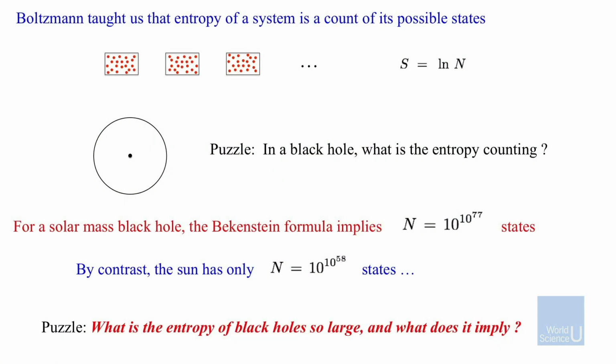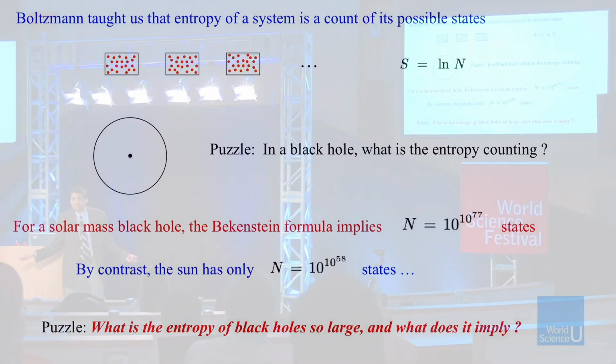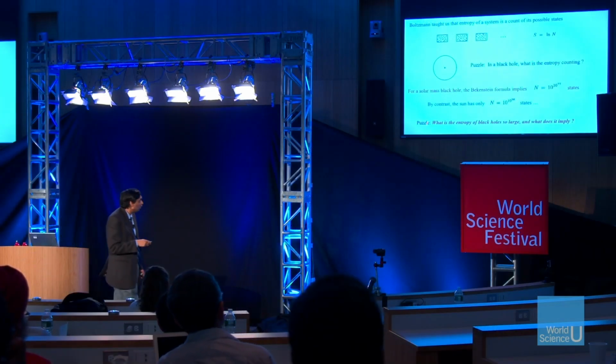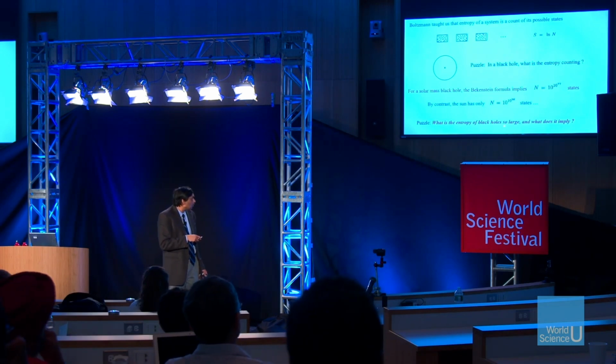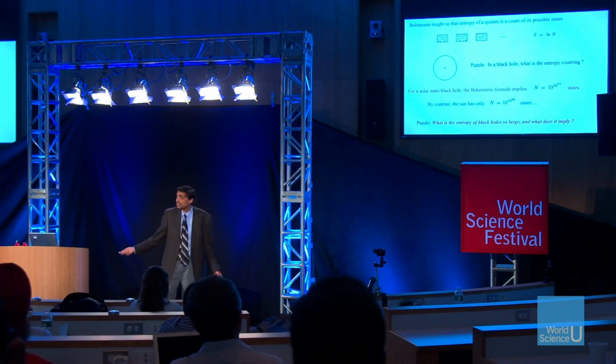A black hole should have 10 to the power of 10 to the power of 77 different possible states. And here we find it has only one state. Something has gone wrong. It's even much bigger than the entropy of the sun. The sun has only 10 to the power 10 to the 58 states, because the power of a power, this is very tiny compared to this. A black hole has an enormous entropy, and we can't see it. So this was the puzzle. What is the entropy of black holes? Why is it so large? And what does that imply?